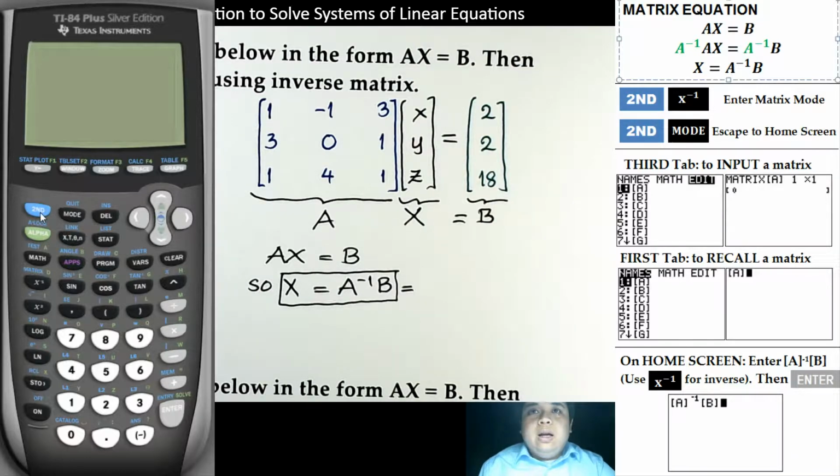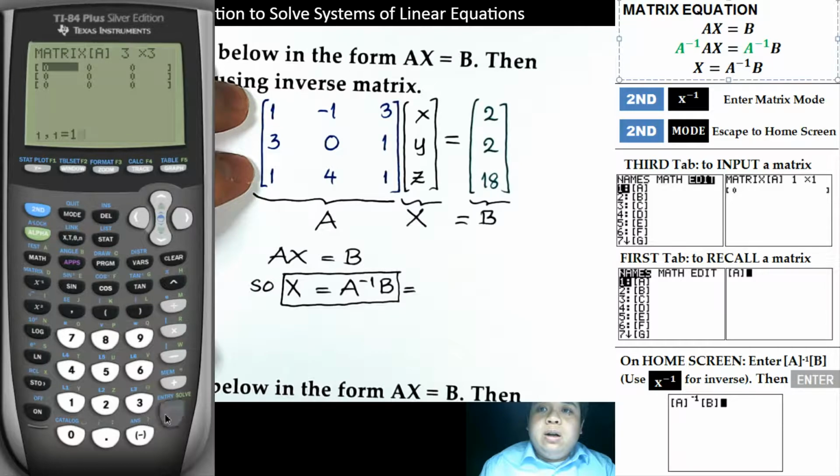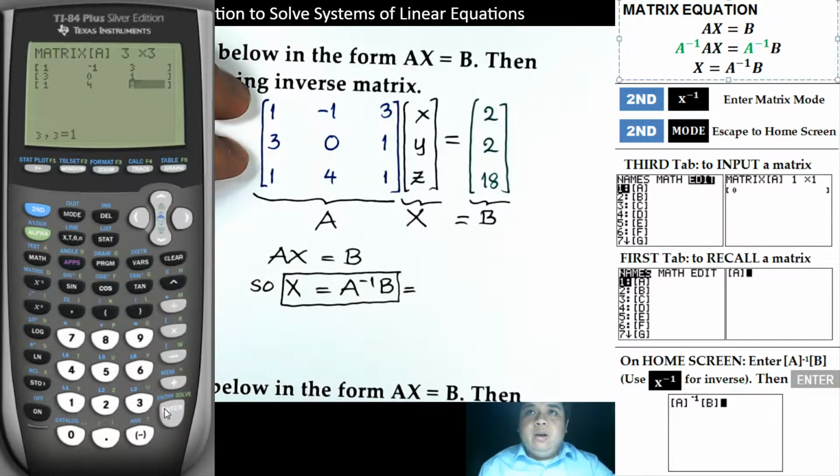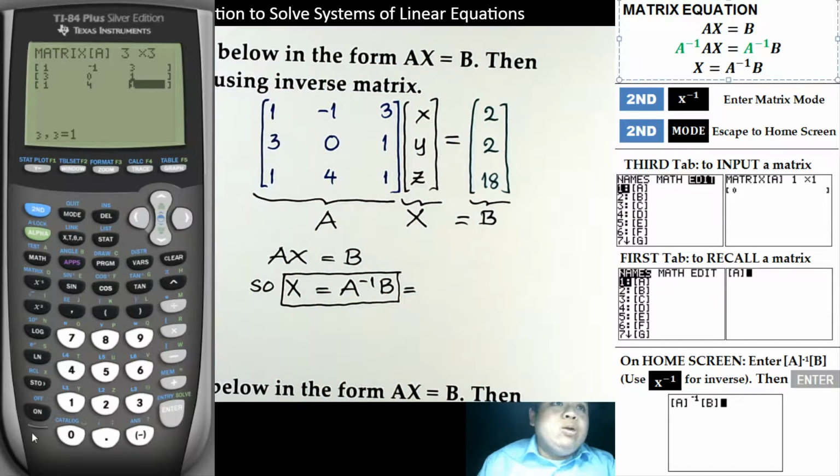Second, matrix, go to the third tab to input the matrix. Input matrix A, 3 rows, 3 columns: 1, -1, 3, 3, 0, 1, 1, 4, and 1. So that is matrix A.